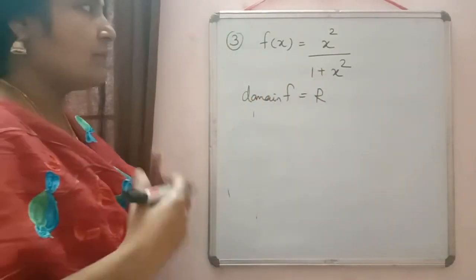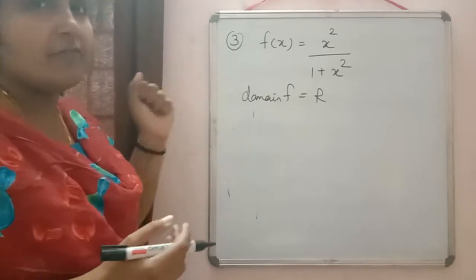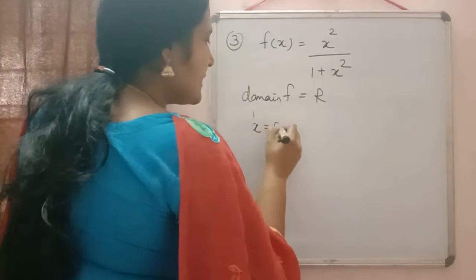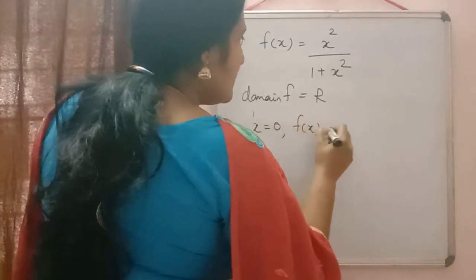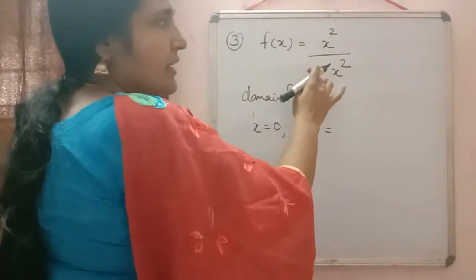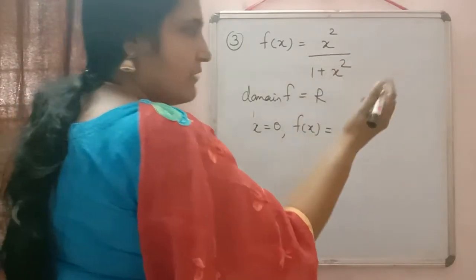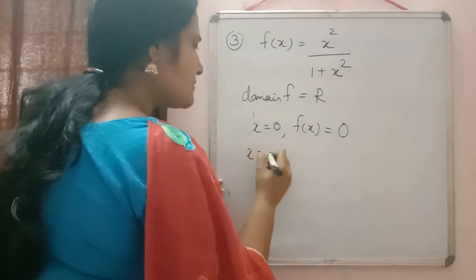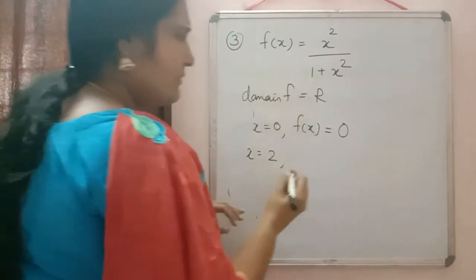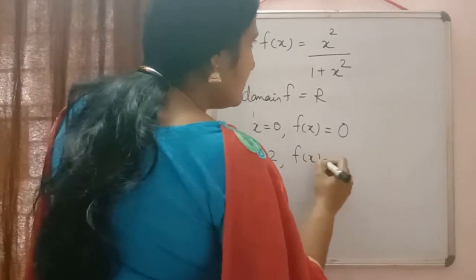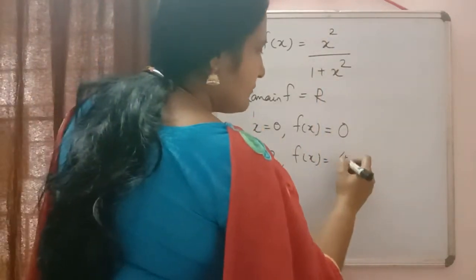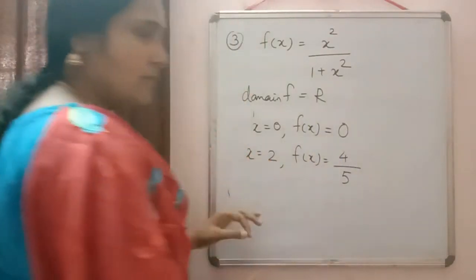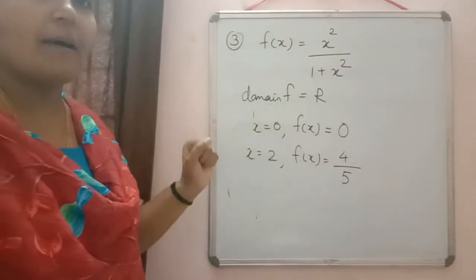Now we will check what will be the range. So for that we will substitute some values there, just to check. Suppose x is equal to 0. What will be the value of f of x? 0 divided by 1 plus 0, so 0 by 1 will be equal to 0. Any other number. Suppose I have taken x equal to 2. Then f of x is equal to 2 square, that will be 4 by 1 plus 4, that will be 5. So we are getting 4 by 5.